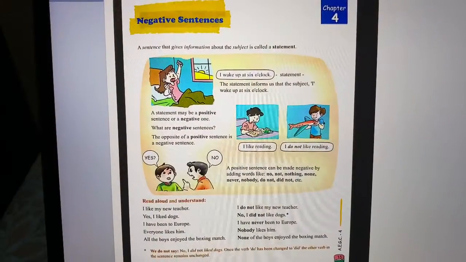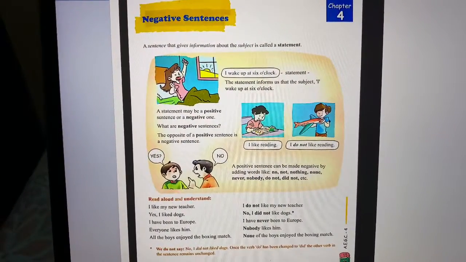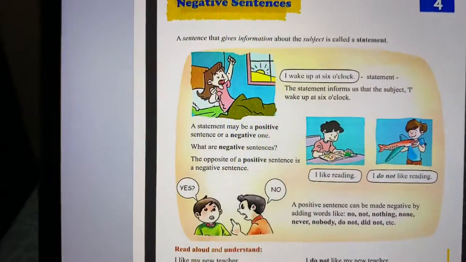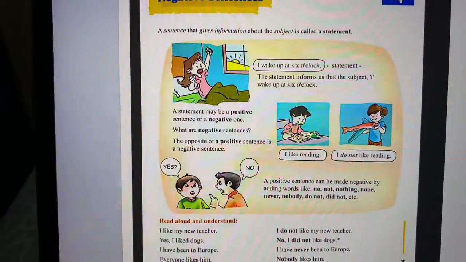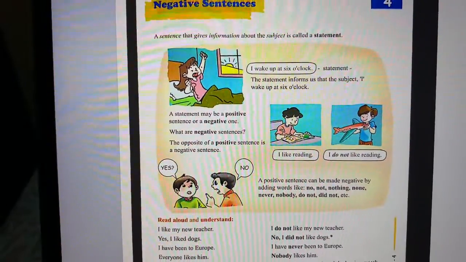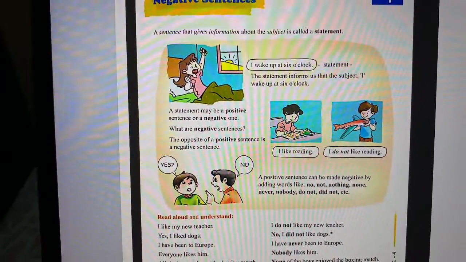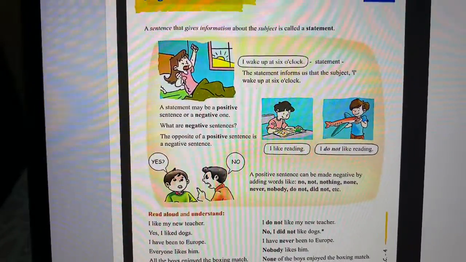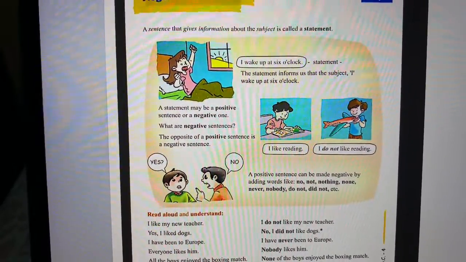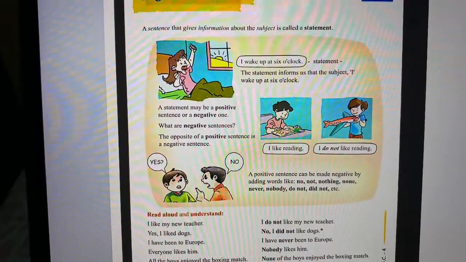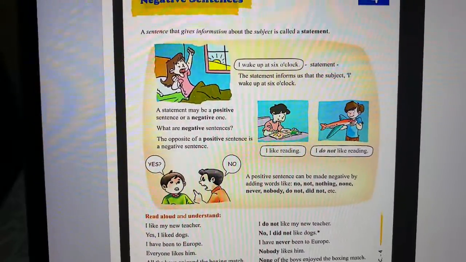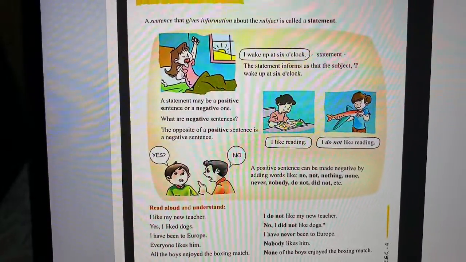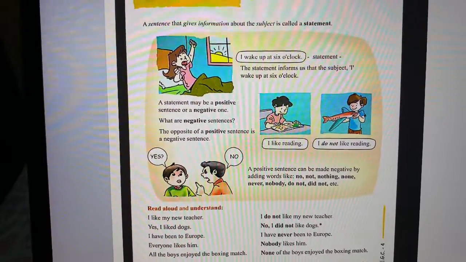Thank you. So today's lesson we begin with Chapter 4, Negative Sentences. Over here it says, a sentence that gives information about the subject is called a statement. I wake up at 6 o'clock. This is a statement. The statement informs us that the subject I wakes up at 6 o'clock, right? The next part says, a statement may be a positive sentence or a negative one.